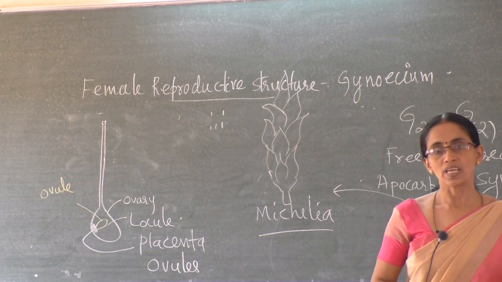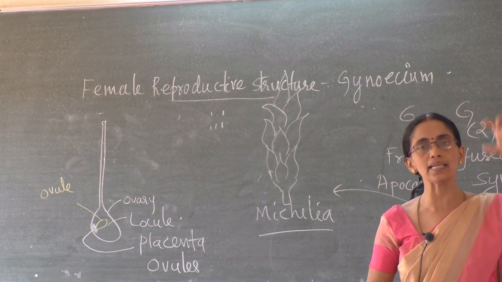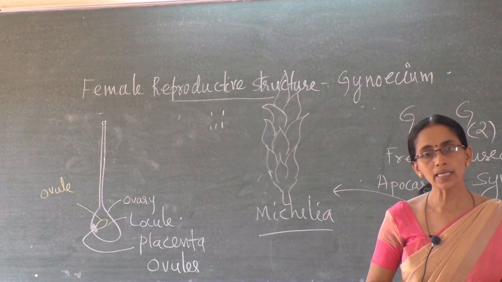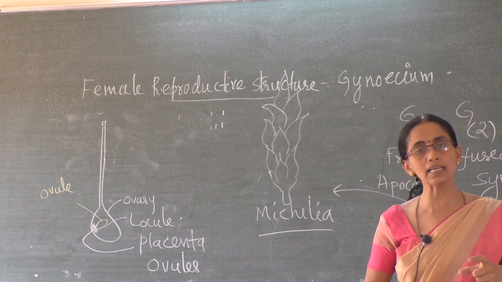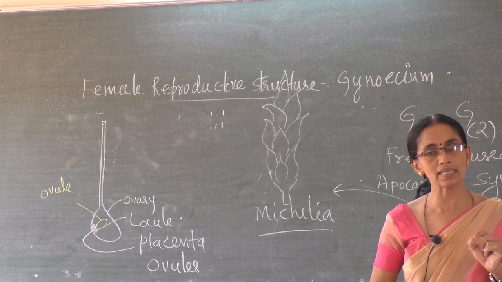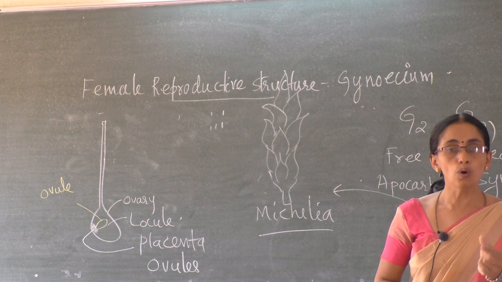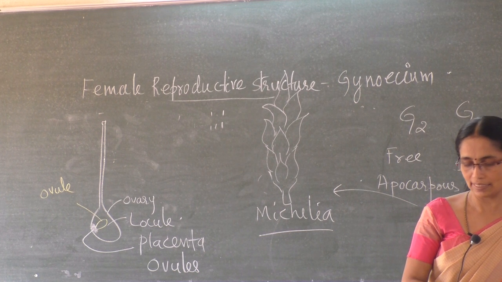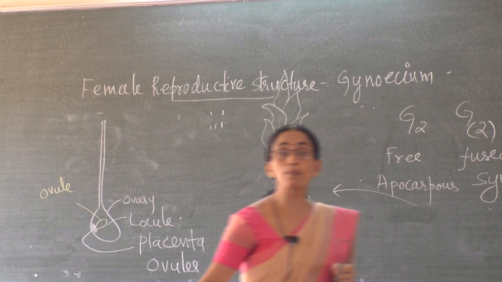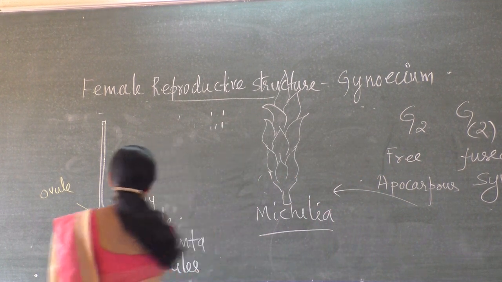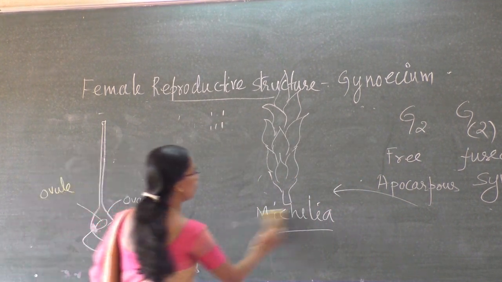So gynoecium is made up of individuals, carpel or pistil. A carpel is made up of ovary, style and stigma. Ovary internally with locules. Each locule with placenta. Ovules arise from the placenta. Now continuation is about ovules. Now what is an ovule?